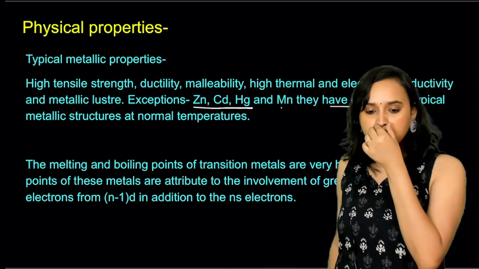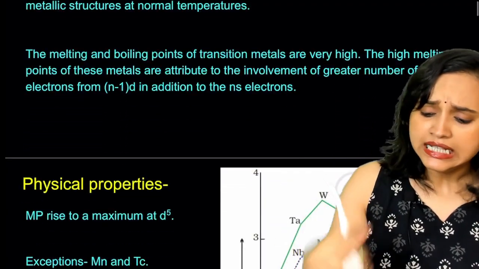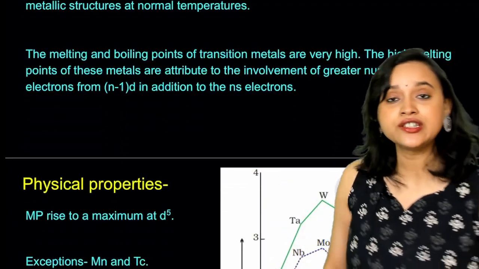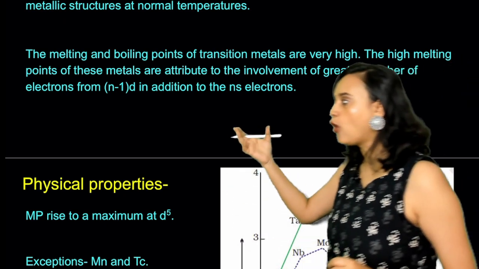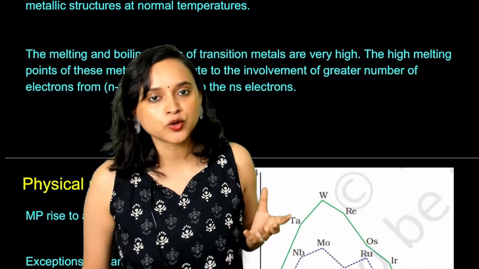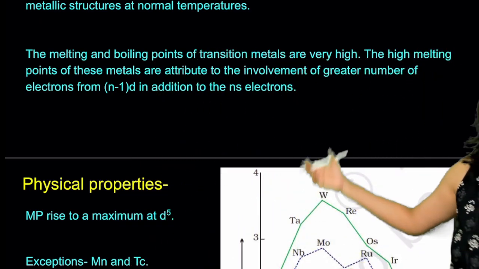So they have one or more typical metallic structures at normal temperature. Now, let's talk about the melting and the boiling points of transition metals. Obviously because they are metals, the melting and boiling points are supposed to be high, and that is exactly what happens here. You will notice that they are very, very high.